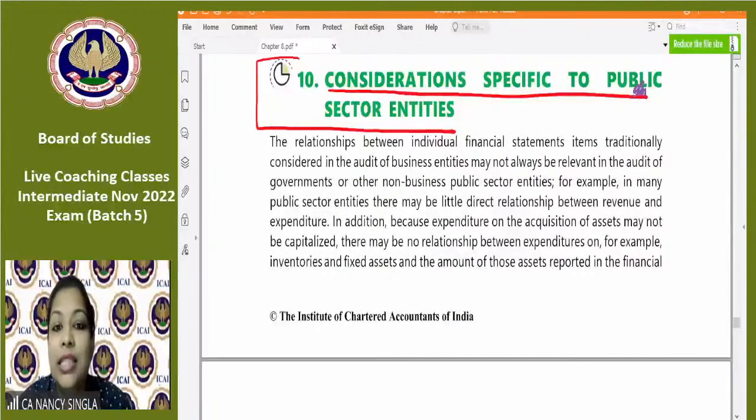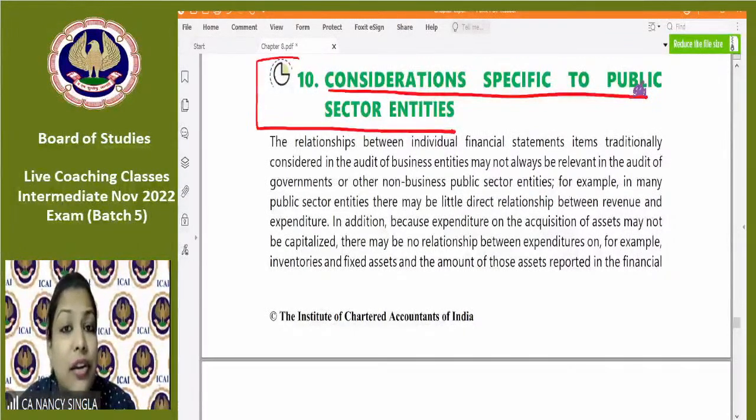Fine. See students, first of all, with respect to public sector entities, let's take example of Indian Railways. The tickets that are being sold are sold at 75% subsidized rate. So can you say that there is a little direct relationship between the sales and expenditure in case of public sector entities? I'll give you an example.